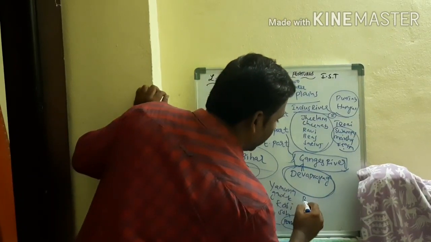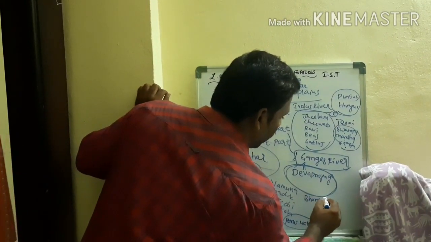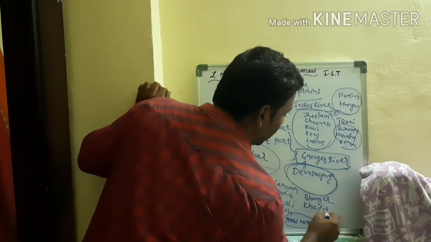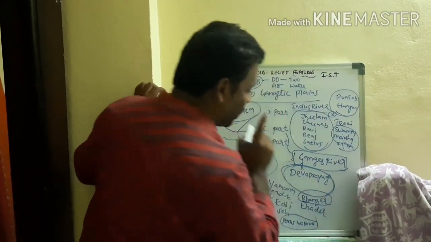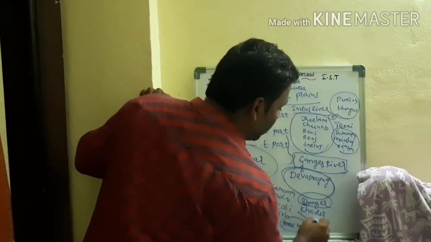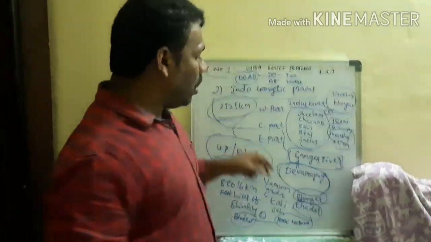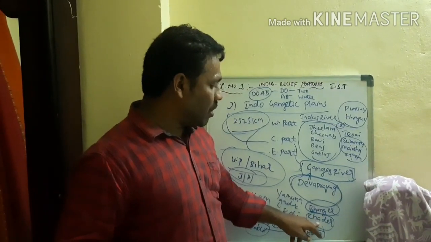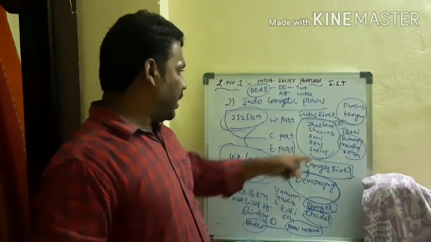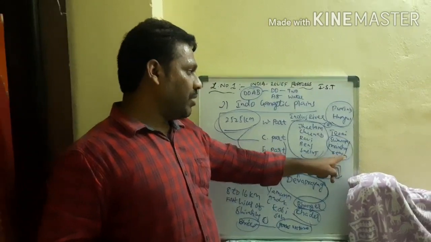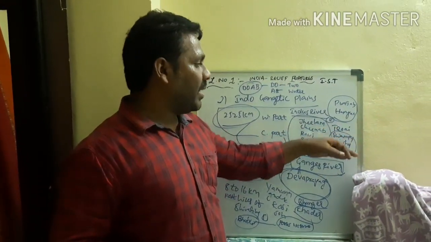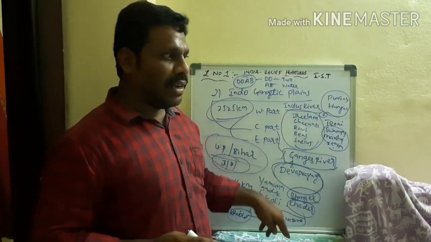One is Bangar. Second is Khadar. Old alluvium soil is called what? Bangar. New alluvium soil is called what? Khadar. Terai means what? Swampy, marshy region. It is always wet land. It will never be dry. It is completely wet.